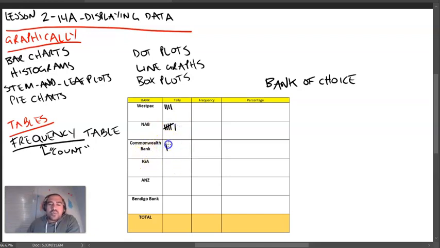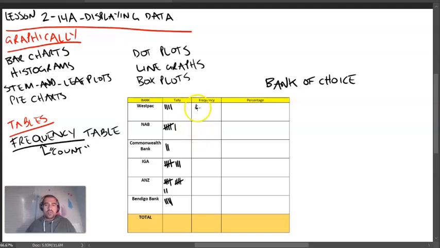Commonwealth Bank was 2. IGA was 8. 1, 2, 3, 4, 5, 6, 7, 8. ANZ was 12. 1, 2, 3, 4, 5, 6, 7, 8, 9, 10. And Bendigo Bank was 4. No, was it? No, that's 3. Yeah, we got 4. Cool.